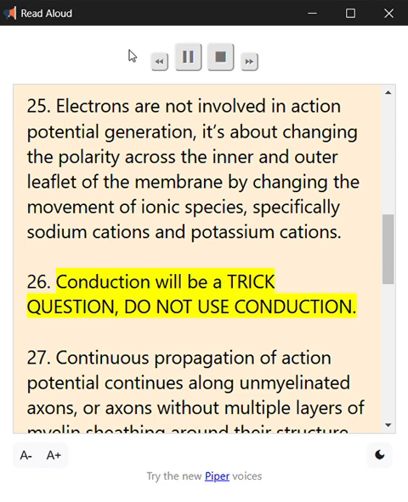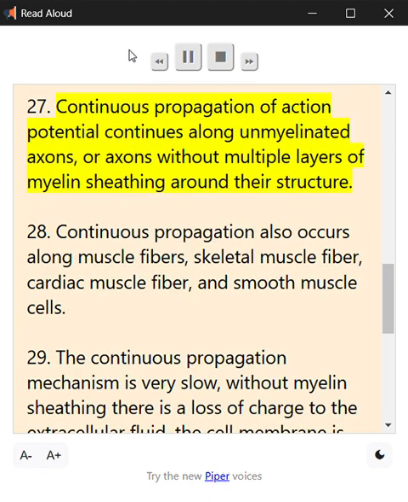26. Conduction will be a trick question. Do not use conduction. 27. Continuous propagation of action potential continues along unmyelinated axons, or axons without multiple layers of myelin sheathing around their structure. 28. Continuous propagation also occurs along muscle fibers: skeletal muscle fiber, cardiac muscle fiber, and smooth muscle cells.